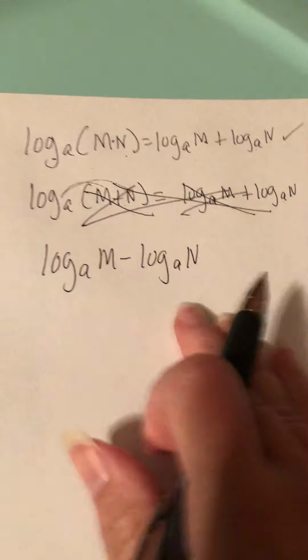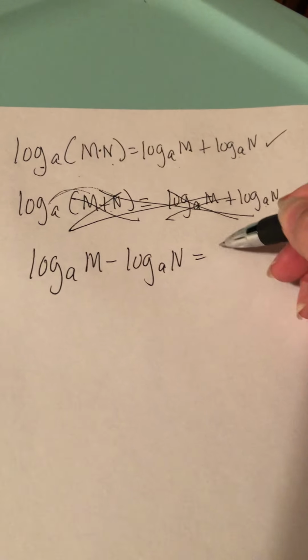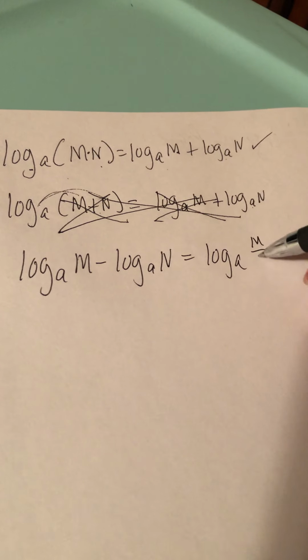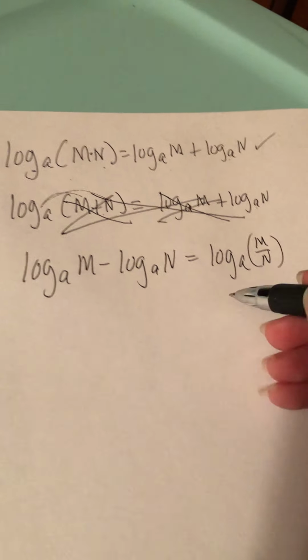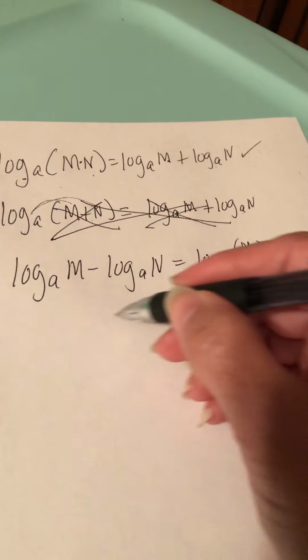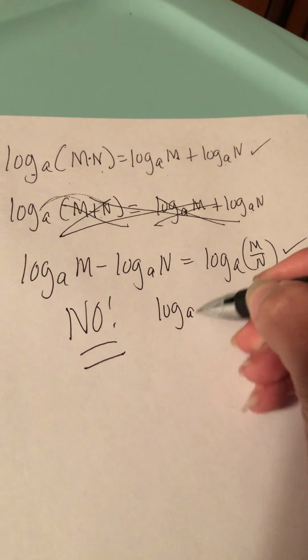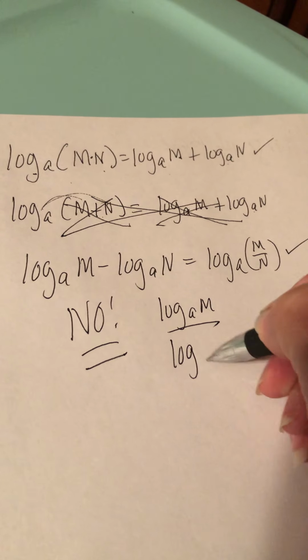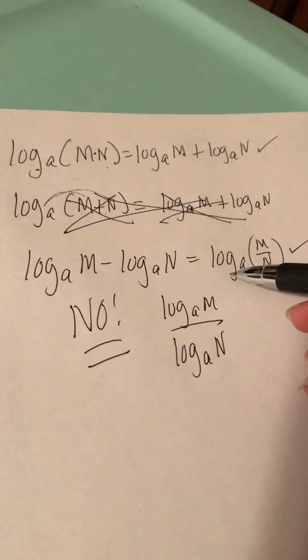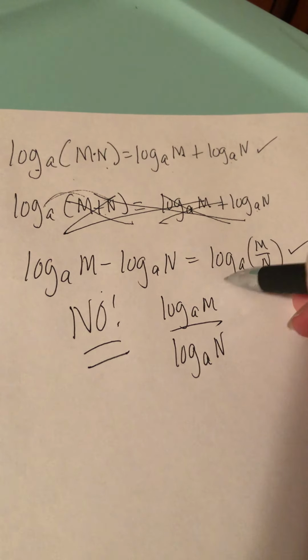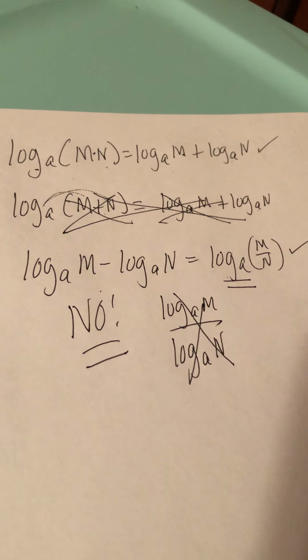Now, another no-no that students often do is this. This is expanded form. When we condense it, we pull the log, right? And then we put m over n. So this is the property. Do not do log base A of m over log base A of n, okay? When you go from expanded form to condensed form, there's only 1 log, not a log for each part of the division problem.